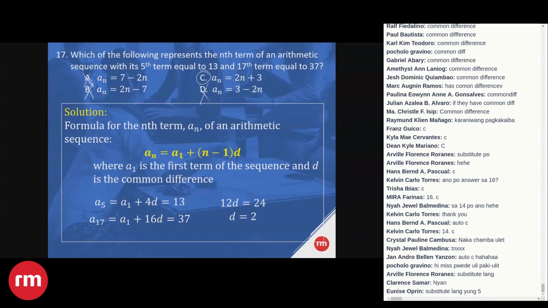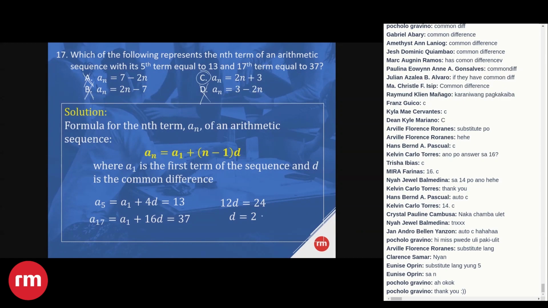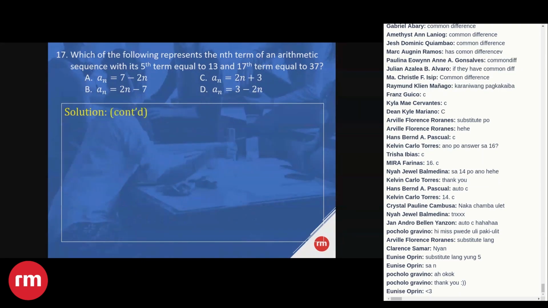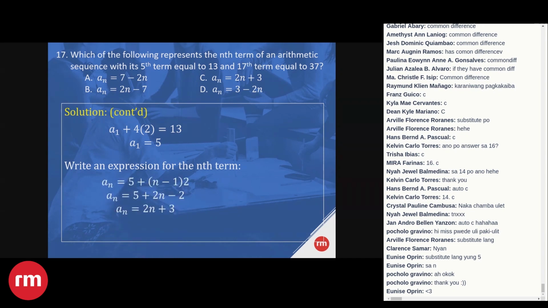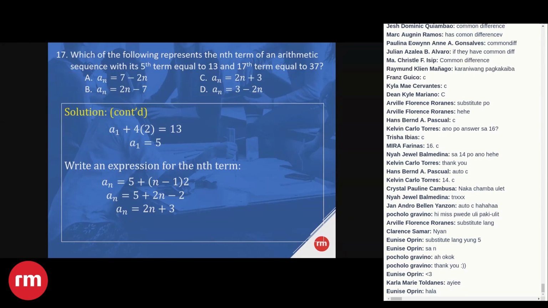So the second thing that you will have to compute is A sub 1. So simply substitute 2 in the first equation. Ito. Substitute niyo yung D equals to 2 dito sa first equation. Makukuha niyo yung A sub 1 na equal to 5. So that's why, using the formula for the nth term, it's 2n plus 3. Pero again, ang pinakamadali ay substitute 5. Then you check kung alin doon yung mag-yield ng 13. Yun yung pinakamadaling way para malaman yung sagot sa number 17.